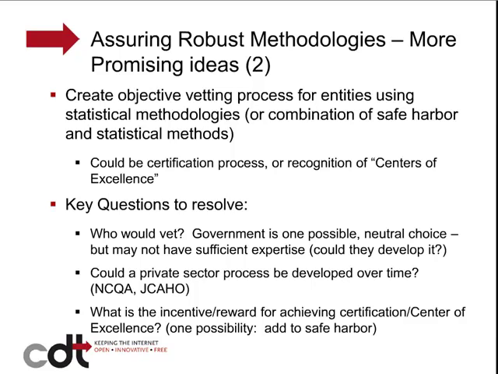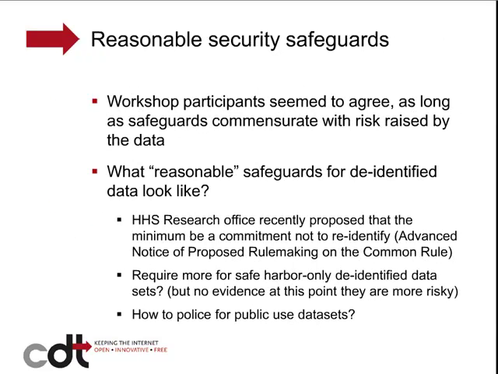Workshop participants seem to agree, although we had these last two discussions after lunch, and so people might have just been nodding their heads because they were tired. But I think, again, if the data raises minimal risk, even if it doesn't raise no risk, there ought to be some security protections that are commensurate with the risk raised by the data. But what do reasonable safeguards look like? Because we don't really have any good examples today. When data is de-identified, it's not subject to regulation under HIPAA, and that includes the security rule.